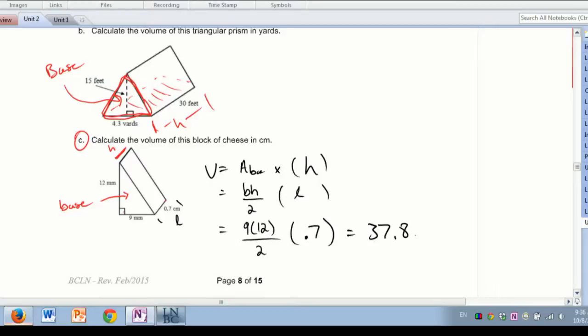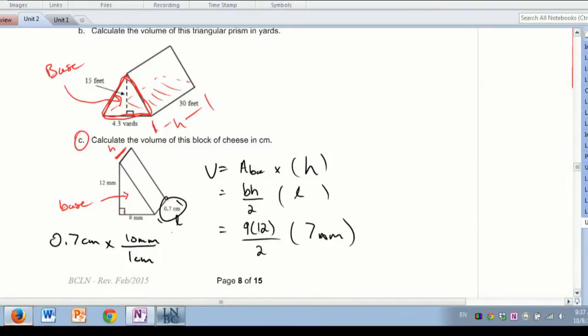Check my units. Oh, you guys didn't warn me. Alex did. This is 0.7 centimeters, so that is 7 millimeters. So not only is this a question involving volume, but it's also a unit conversion question. So 0.7 centimeters, I have 1 centimeter is 10 millimeters. So that gives me 7 millimeters.